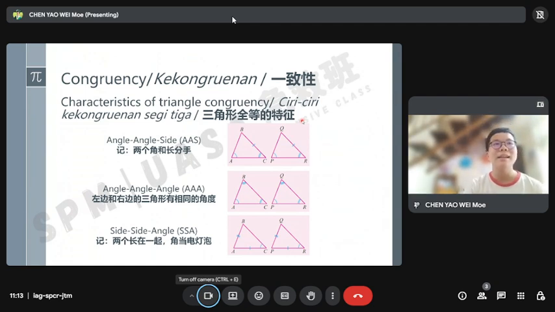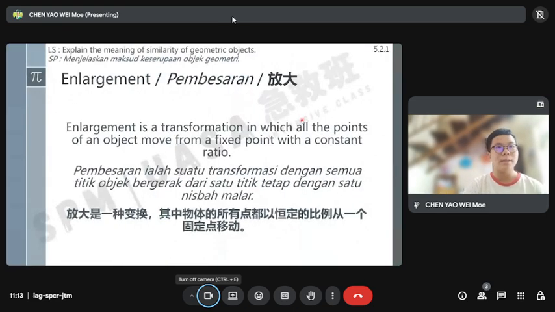Okay, that is for congruency. Next, we will talk about enlargement. Enlargement is a transformation in which all the points of an object move from a fixed point with a constant ratio. It means all the points inside the shape, whenever it becomes big or small, will move from a fixed point.